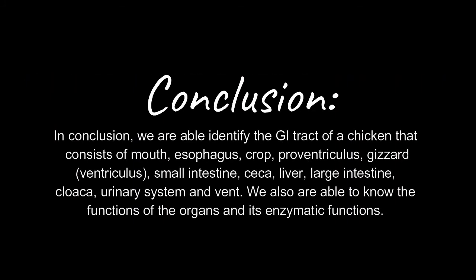In conclusion, we are able to identify the GI tract of a chicken that consists of the mouth, esophagus, crop, proventriculus, gizzard or ventriculus, small intestine, ceca, liver, large intestine, cloaca, urinary system, and vent. We also are able to know the function of the organs and their enzymatic function.